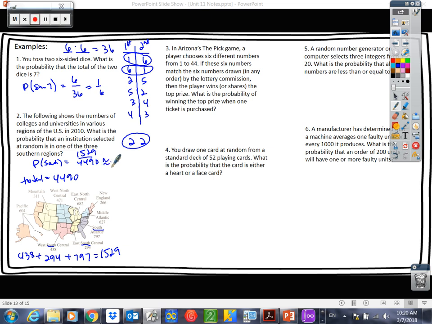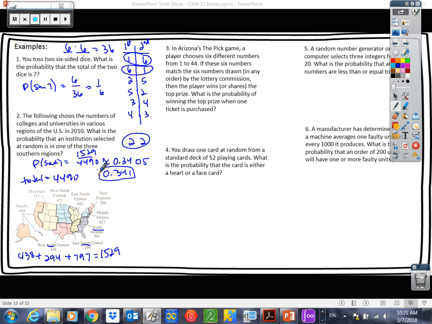This is about 0.3405. If we're going to leave it as a decimal, we need to be at least to the thousandths. I would round to the thousandths, so 0.341 would be my decimal answer. So if you want it in a decimal, you need at least 3 decimal places.